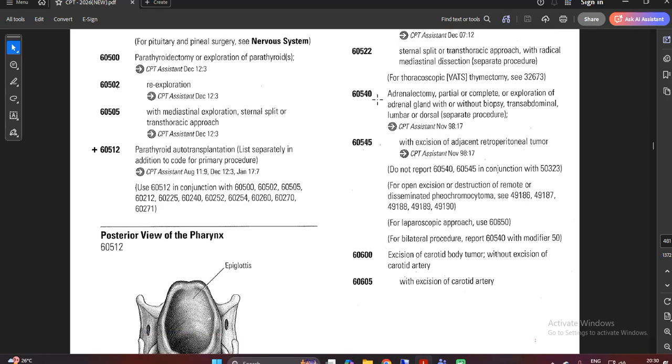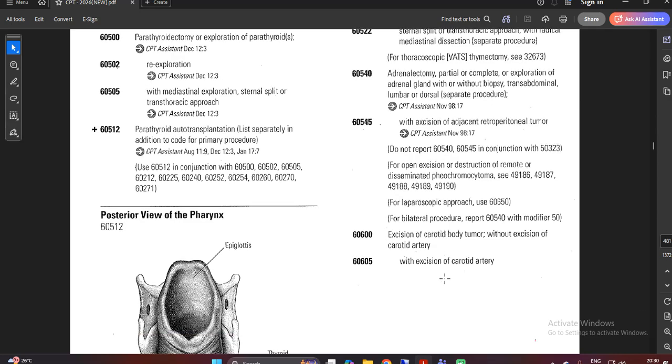So that time you need to use 60540 based on approach: transabdominal, lumbar or dorsal. 60545, excision of adjacent retroperitoneal tumor. So these are open procedures. For laparoscopic you need to use 60650.